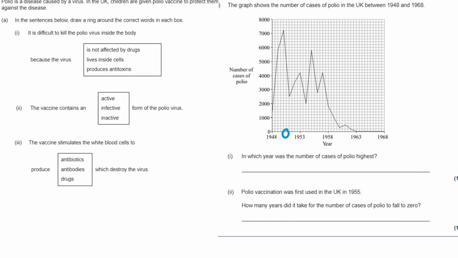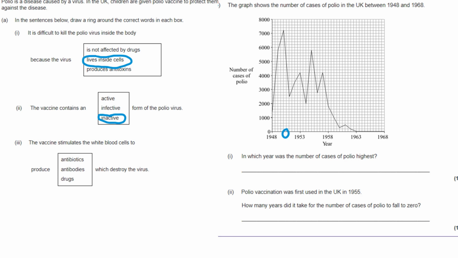So, it's difficult to kill the polio virus inside the body. Why is this? Is it because the virus lives inside cells? That's the correct answer. The next one, the vaccine. What does it contain? Do you remember at the start of the video? It's an inactive form of the virus, a weakened or dead pathogen.